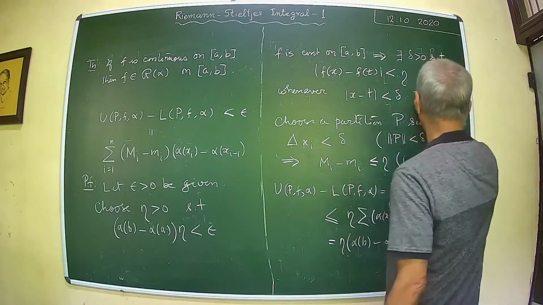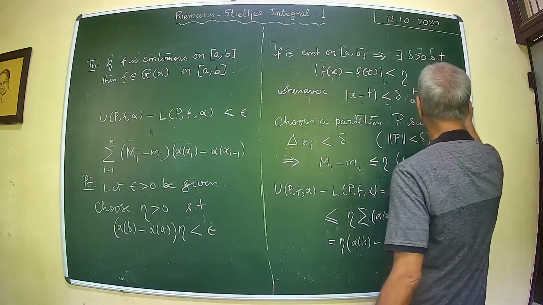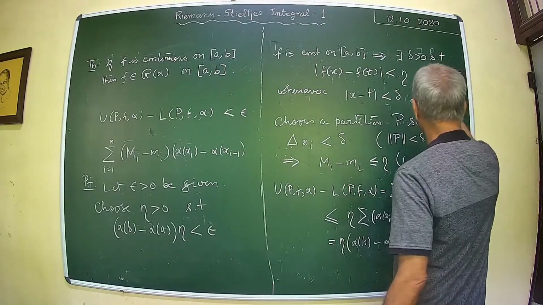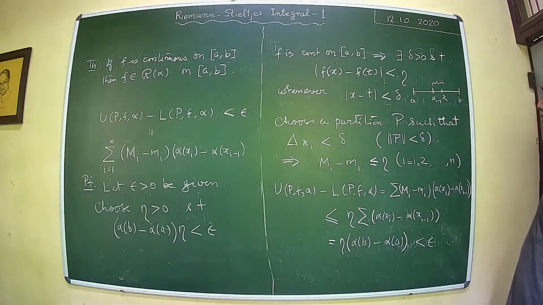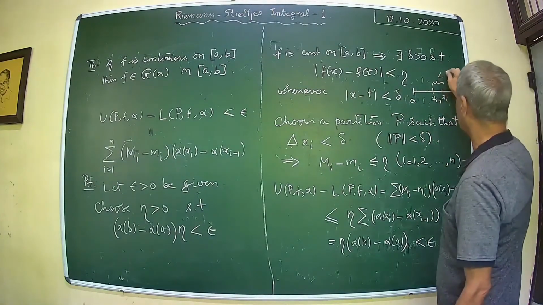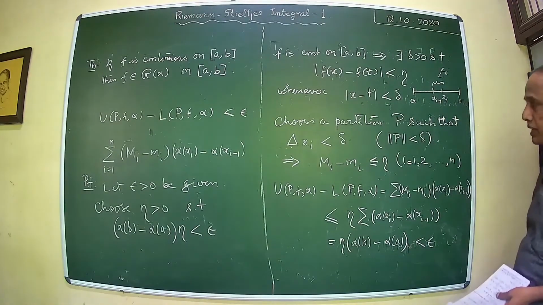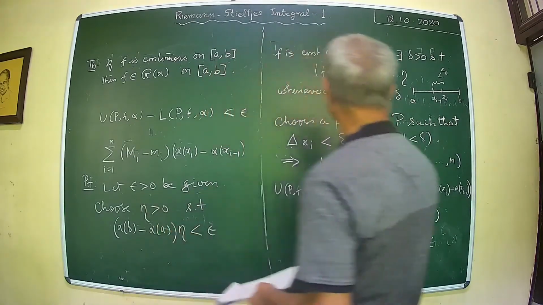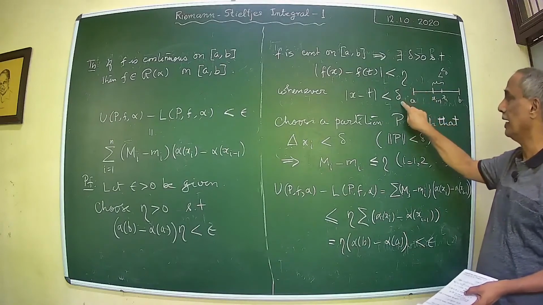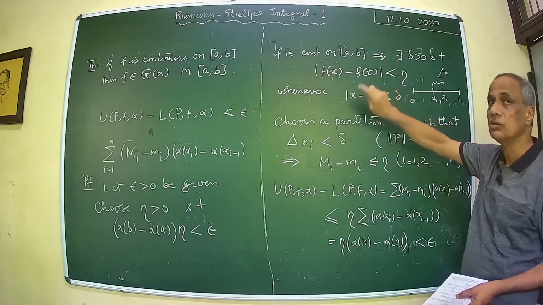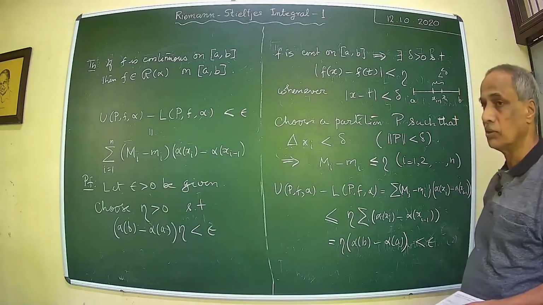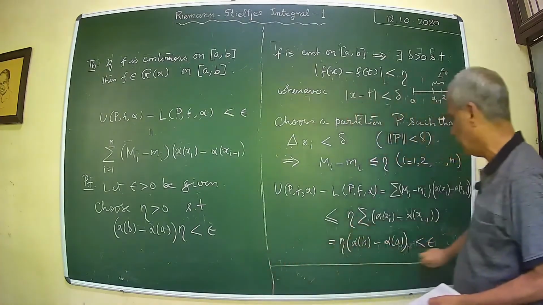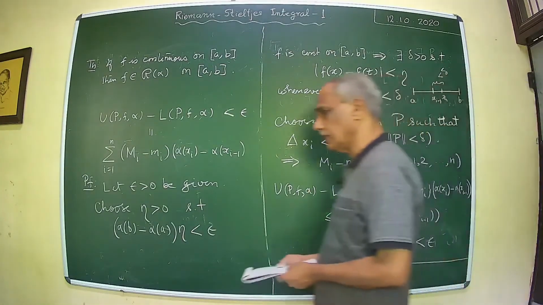So what you are doing is on the interval [a, b], you are choosing a partition x_{i-1}, x_i such that the length of this is less than delta. How do we arrive at delta? Start with epsilon, choose eta, and then for the corresponding eta, you choose the delta using continuity. This is the place where we use the continuity. Because of continuity, we are able to do this. And then, of course, this is true. Therefore, this is Riemann integrable. So, all continuous functions are Riemann integrable with respect to alpha.